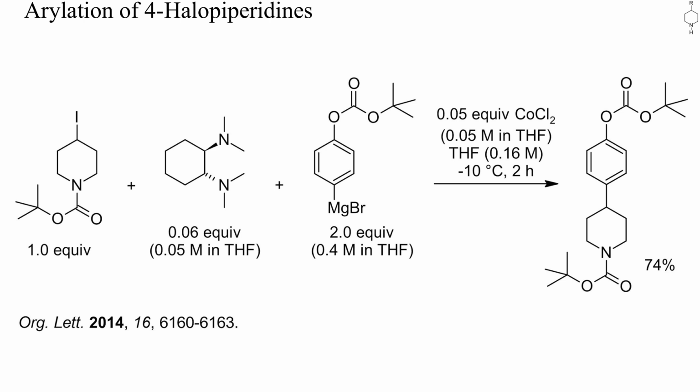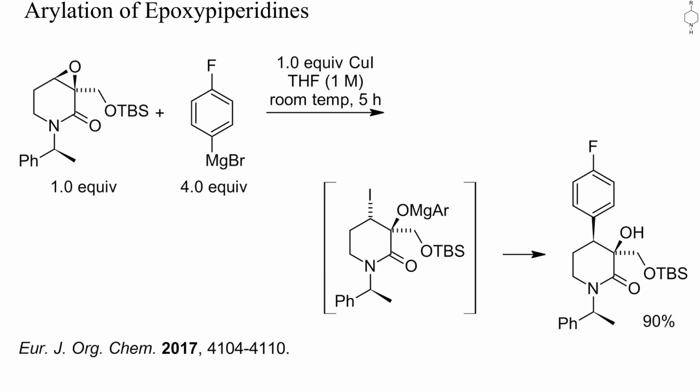With the aid of a cobalt diamine complex, the same piperidinyl iodide could also be coupled directly with an aryl magnesium bromide. In this example, an epoxide reacted with copper iodide and an excess of Grignard reagent, first to an iodide and then to a 4-aryl piperidinone. In principle, only catalytic iodide was required, and displacement of iodide by iodide in the intermediate could have led to a mixture of diastereomers.